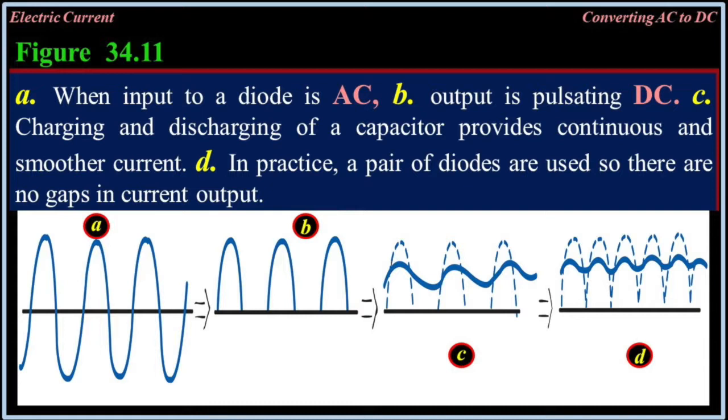Since alternating current vibrates in two directions, only half of each cycle will pass through a diode. Figures 34.11A and 34.11B. A. When input to a diode is AC, B. Output is pulsating DC. C. Charging and discharging of a capacitor provides continuous and smoother current. D. In practice, a pair of diodes are used so there are no gaps in current output.